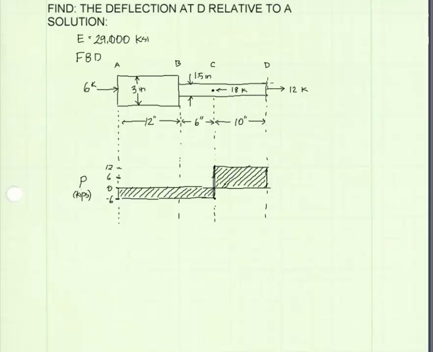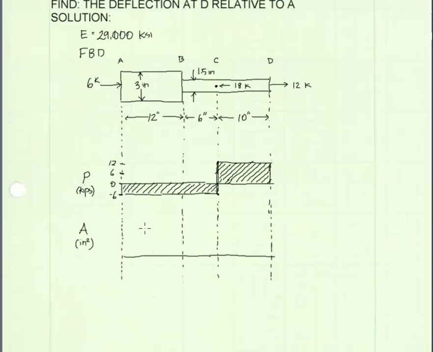We can verify this by considering this member from D to C. If we made an internal cut here and balanced the forces, we would find an internal force of 12 kips between point D all the way to C, and that corresponds to what we get in our diagram. That gives us confidence that it is right.